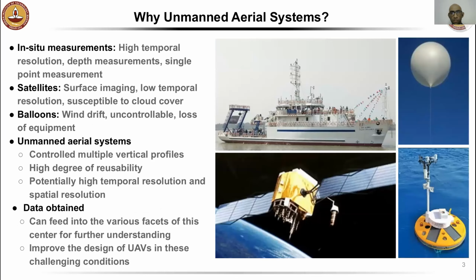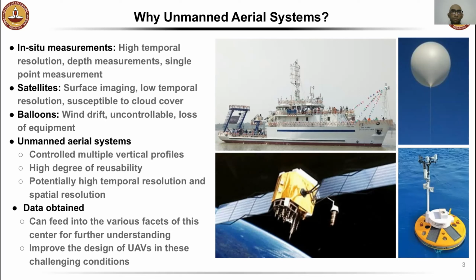So, a natural question: why unmanned aerial systems? Just a quick look at what options we generally have. We have in situ measurements, such as buoys or ships, and these give you very high temporal resolution. You can take depth measurements below the surface. For the most part, they tend to be single-point measurements, which may be their limitation. Of course, at the other extreme, you have satellites, but they give you surface imaging. There's low temporal resolution.